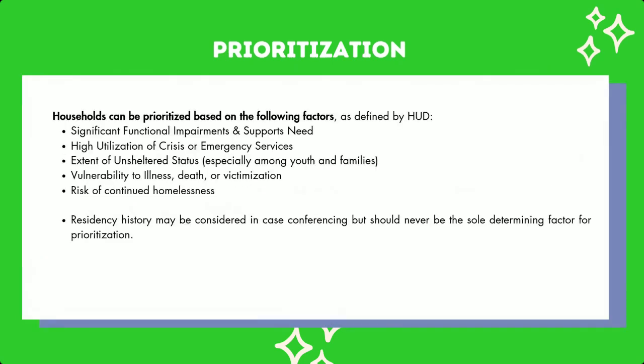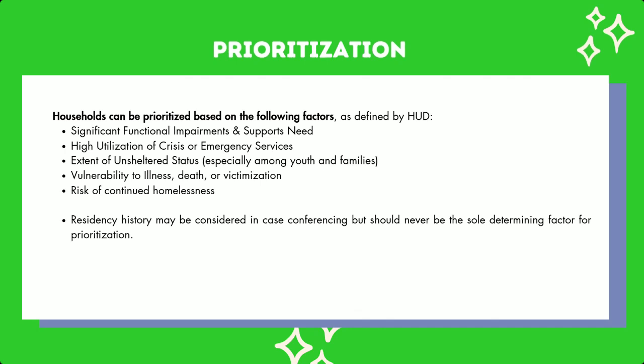Households can be prioritized based on the following factors as defined by HUD. Significant challenges or functional impairments, including any disabilities which require a significant level of support in order to maintain permanent housing. High utilization of crisis or emergency services to meet basic needs, including but not limited to emergency rooms, jails, and psychiatric facilities.